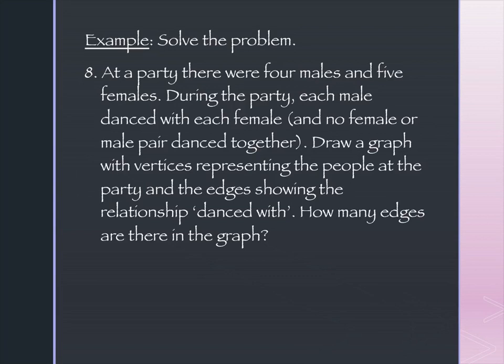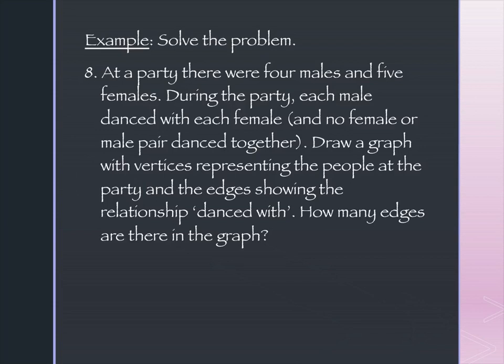So we're going to go to a party, okay? There are 4 males that go to the party and 5 females. If it were at OBU, it'd probably be like 4 males and like 8 females, right? Yeah, okay. During the party, each male is going to dance with each female. And no female or male pair is going to dance together. Those are the constraints of the problem.